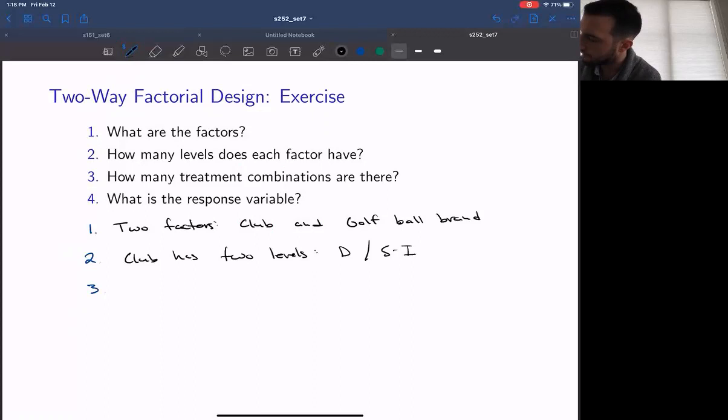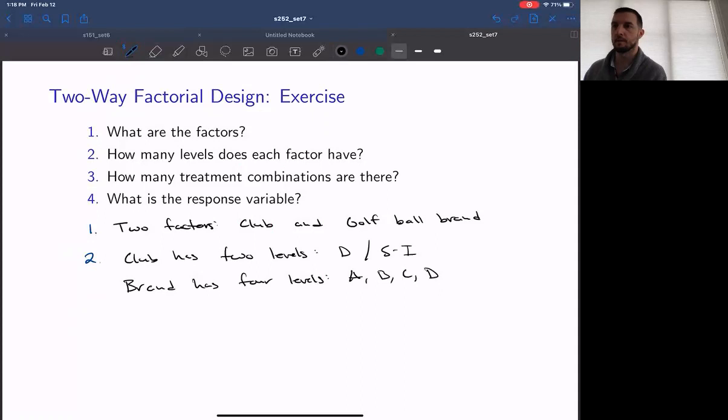Not three. And then the golf ball brand has four levels, A, B, C, and D. So right off the start, we might be interested in saying, is there a difference between the average distance the driver hits the ball and the five iron hits the ball?